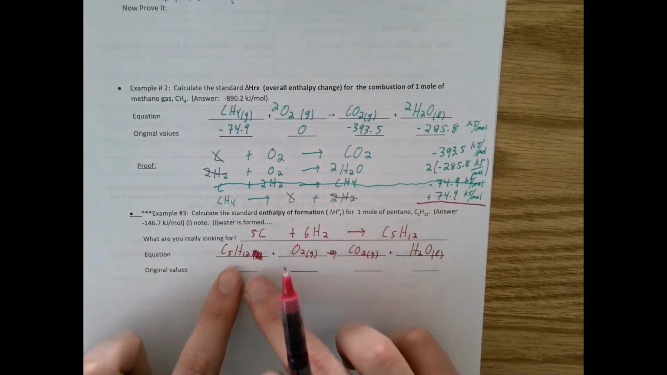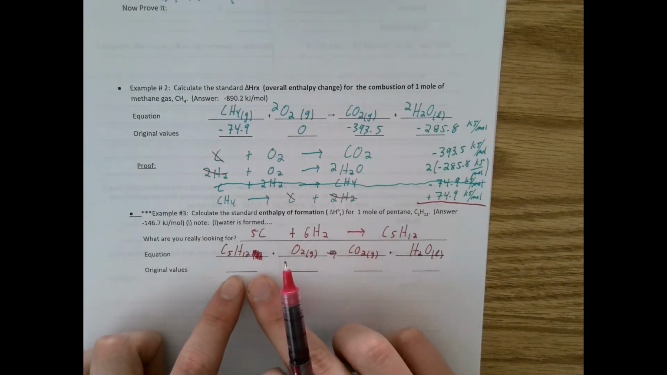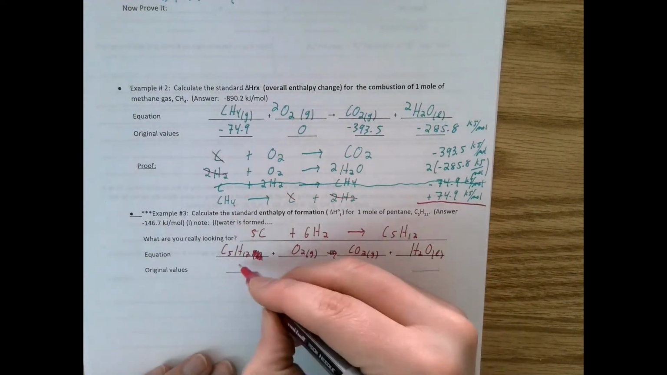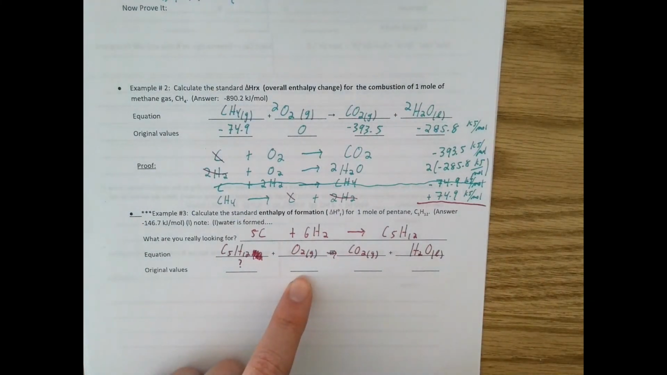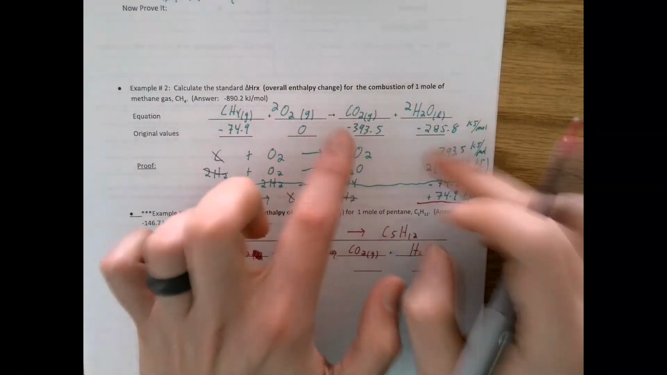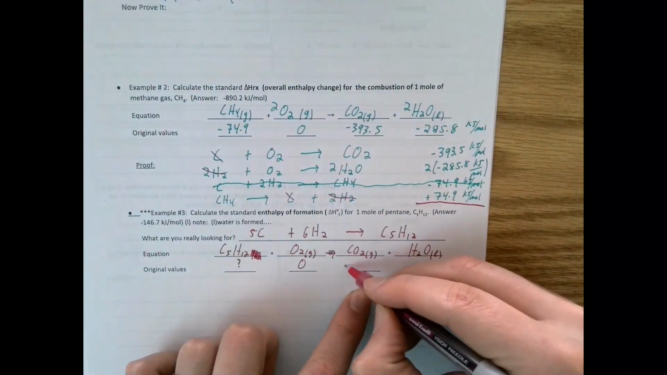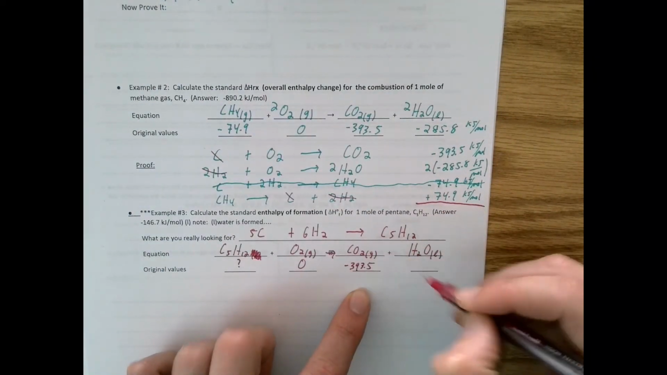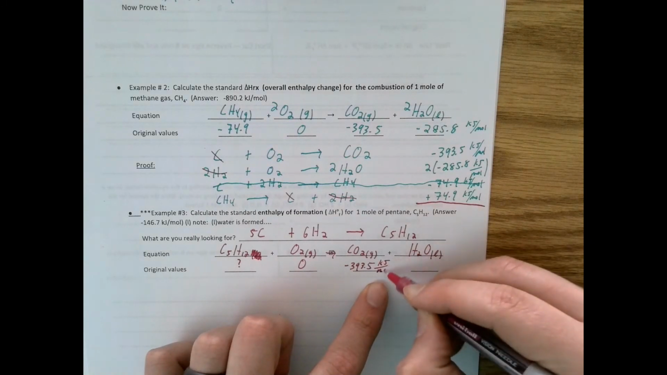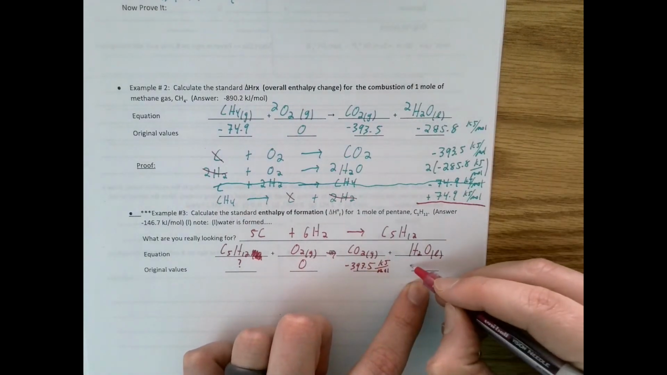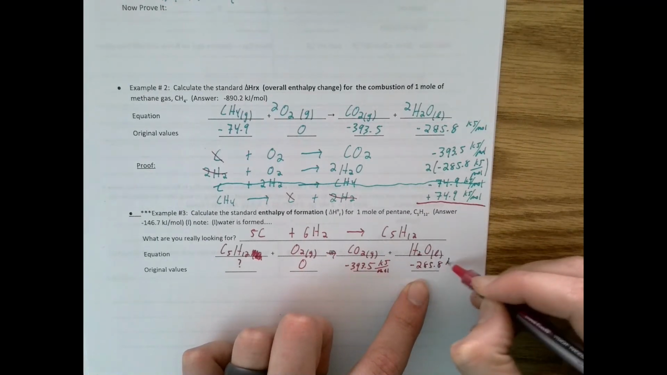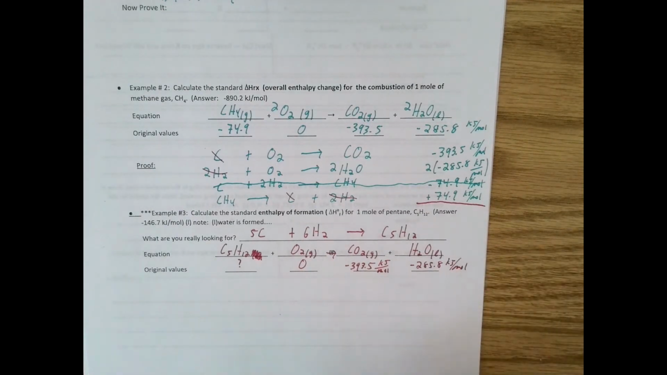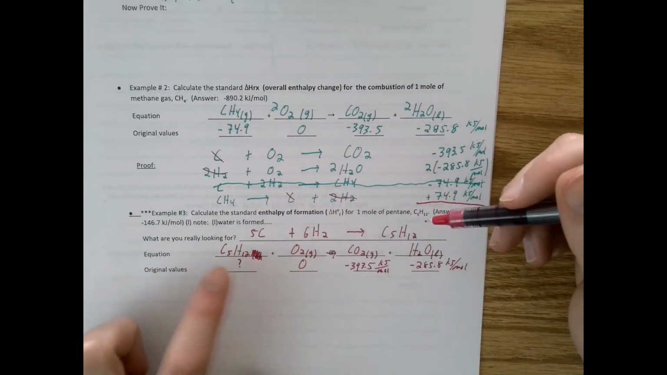Do I know this value? No. If I knew the value, would I be doing this? No, I'm trying to find that. Do I know the value for O2? But do I care about the value for O2? No, just 0. Then either from the delta HF table or the previous problem, copy these numbers down. CO2 is negative 393.5 kilojoules per mole. Then H2O is negative 285.8 kilojoules per mole. What is the enthalpy change for this reaction?